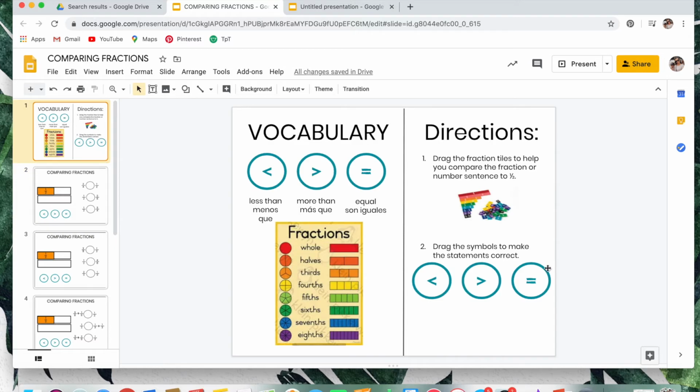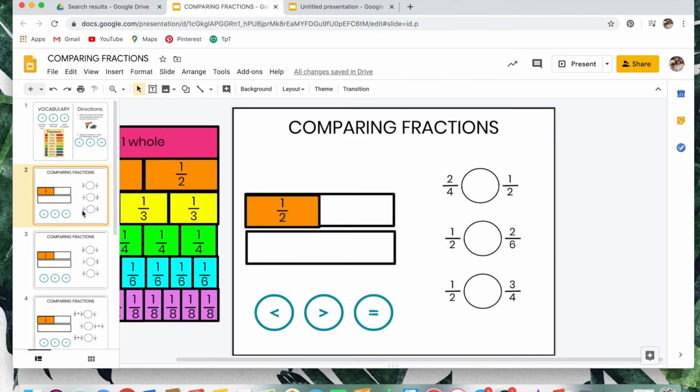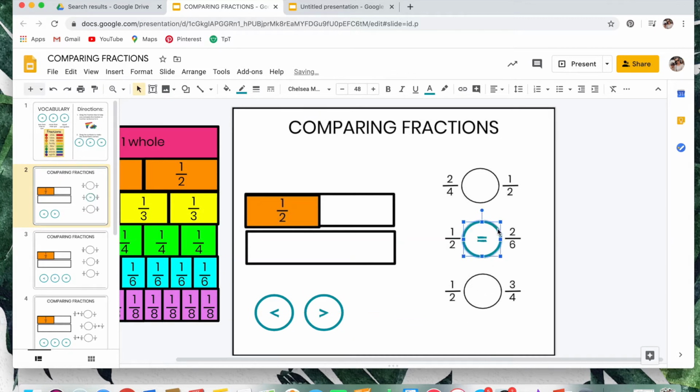After that, you're going to drag the symbols to make the statement correct. So when I match my fraction tiles and I decide which symbol I need, I can drag it to wherever I need to make it correct. I haven't tried it out yet, so I don't know if this symbol is correct. You'll have to tell me.